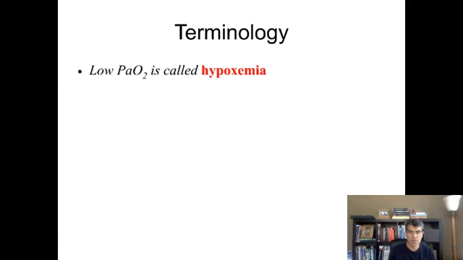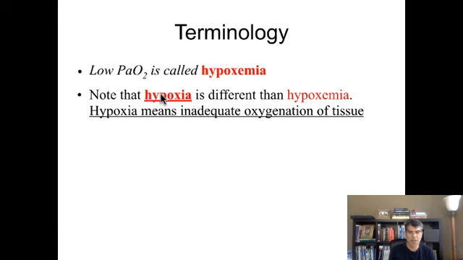Hello everyone, let's continue chapter 16, which is the respiratory system. We're going to start with a couple of terminologies. What is hypoxemia? If the pressure of oxygen inside the blood goes down, that is called hypoxemia. However, the word hypoxia is when there is not enough oxygen in a specific tissue or organ.